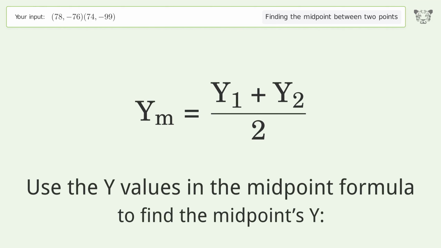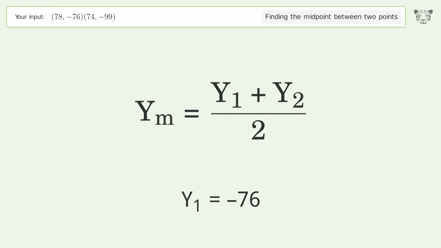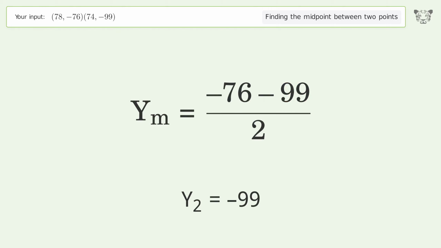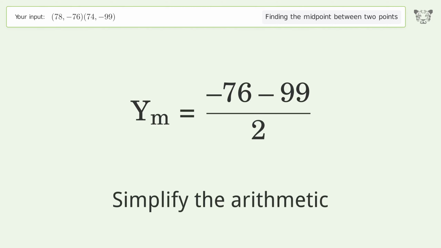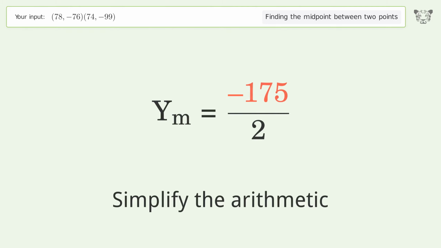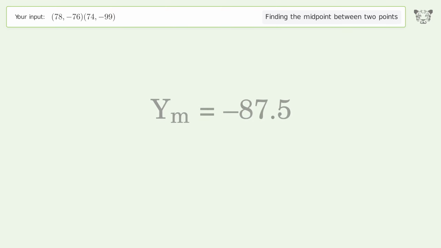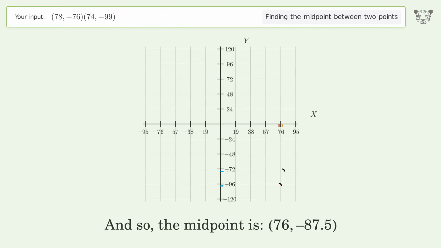Use the y values in the midpoint formula to find the midpoint's y. y1 equals negative 76. y2 equals negative 99. Simplify the arithmetic. And so, the midpoint is 76, negative 87.5.